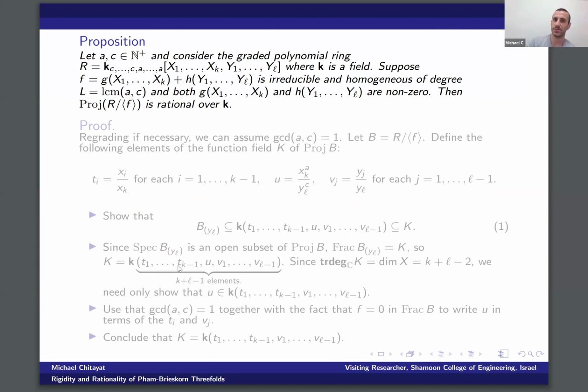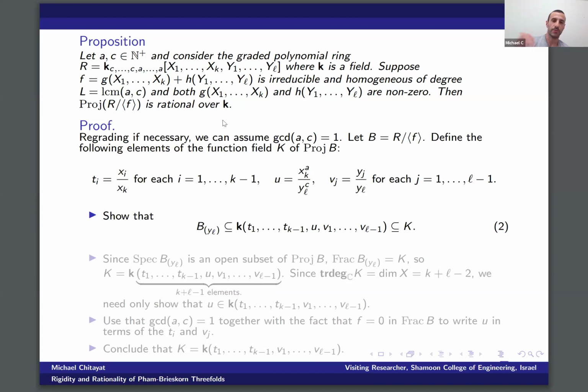Let A and C be positive natural numbers and consider the following graded polynomial ring. All of the xi here are homogeneous of degree C, and all of the yj's are homogeneous of degree A. And suppose that f can be written as a sum, where g is some function in the xi's, h is some function in the yj's, and their sum is irreducible, homogeneous of degree L, and both g and h are non-zero. Then the following is rational: Proj of R mod f is rational over K. So that's my claim. And here's once again a sketch of the proof.